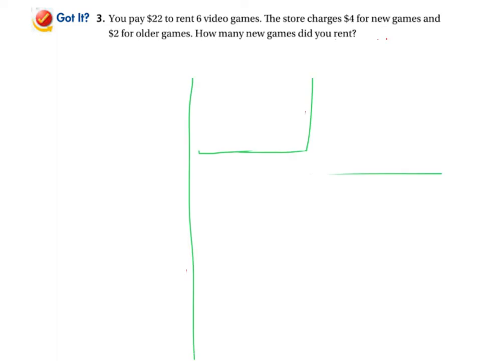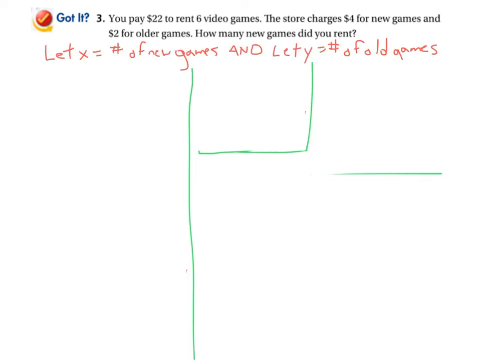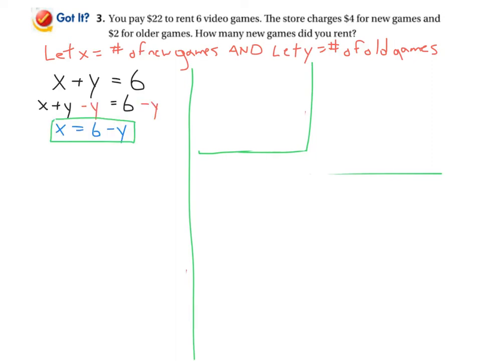Okay, how are we going to do this? Well, let's define the variables first. And the way that I did it, I said let X equal the number of new games and let Y equal the number of old games. Remember, there's two things. You know how many games you got total. You got 6 games total. And so you can say X plus Y equals 6. The number of new games plus the number of old games equals 6. And what I did here is I just solved for X by subtracting Y from both sides. Now we know X is equal to 6 minus Y.